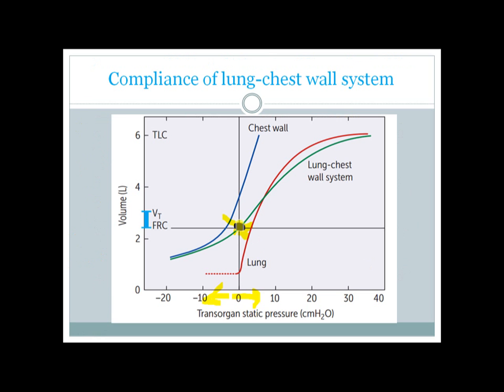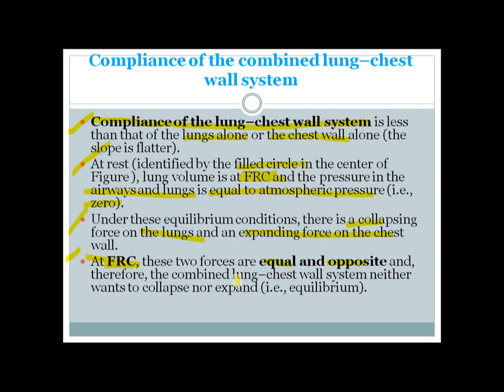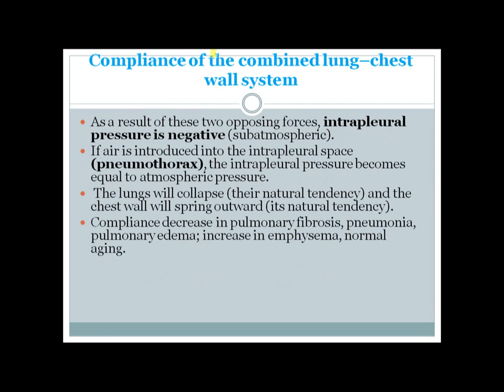So as you can see, this is the negative pressure and this is the positive pressure. Both of them are equal and they're opposite. So that's why the combined lung chest wall system neither wants to collapse nor expand. So it remains in the same situation.